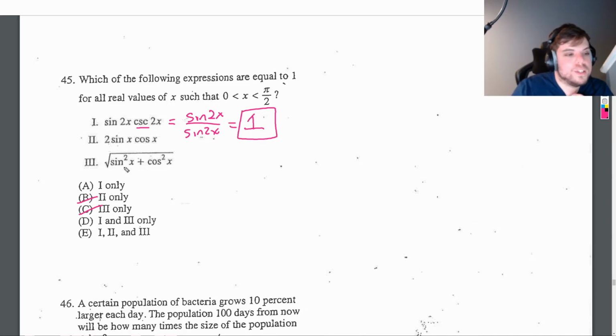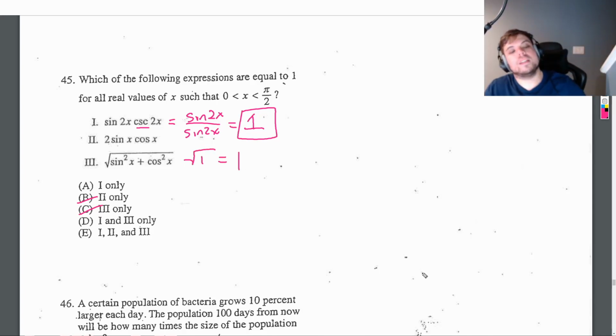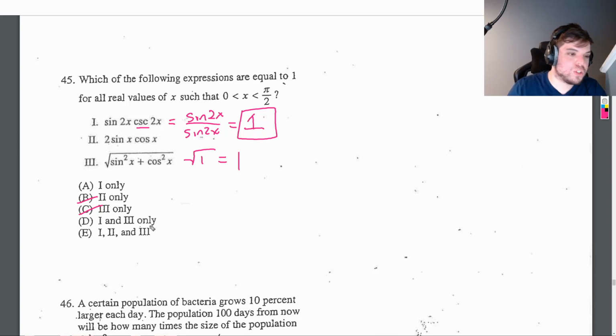Let's look at 3. So the square root of sine squared x plus cos squared x. Sine squared x plus cos squared x is 1. That's a definition. The square root of 1 equals 1 for all values of x. So 3 is also guaranteed to be true. Okay, so now we're left between D and E.